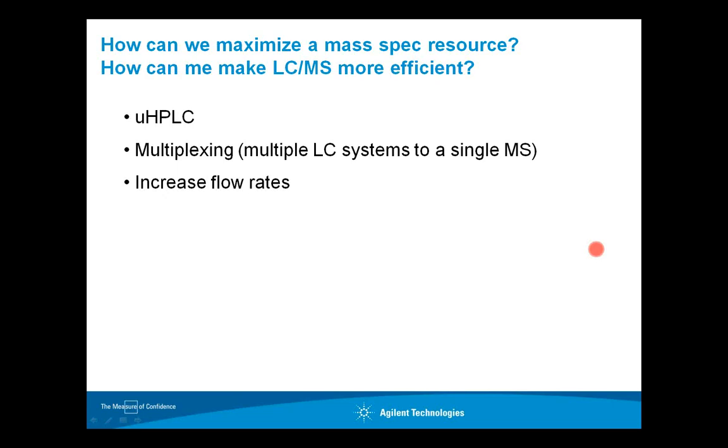So the question we're going to try to answer here, or that many people have been trying to answer, I should say, is how can we maximize this mass spec resource, or how can we make liquid chromatography mass spectrometry more efficient? Researchers have been trying various solutions to decrease the cost of mass spec analysis or to maximize what they're achieving from this resource, and also to harness the sensitivity and selectivity, which is the greatest advantage of the mass spectrometer, for better data, for better output.